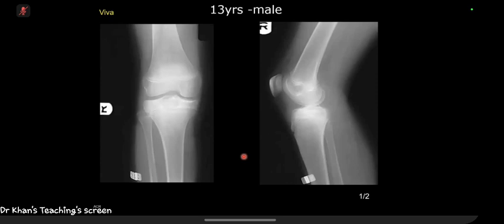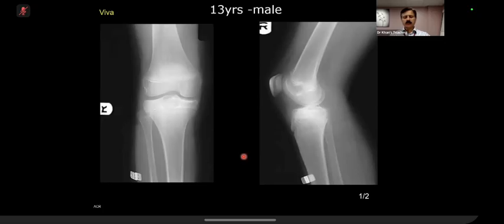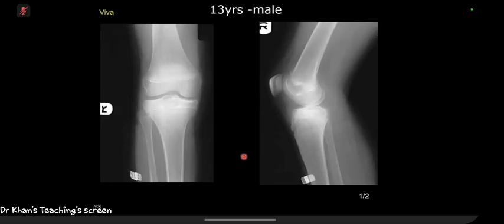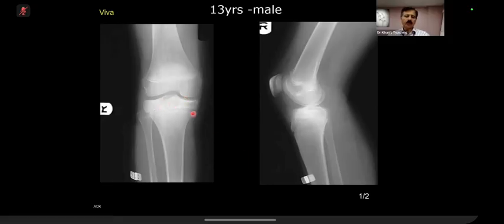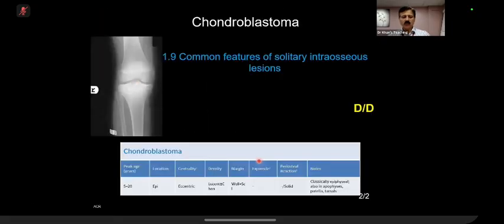Overall appearances are of a non-aggressive lesion, and a chondroblastoma will be the top of my differential. Can it be a giant cell tumor? No, it's the wrong age group. Excellent. So you see, because the age group is different, giant cell tumor is 20 to 40 years, so you will not call it. So of course there is a differential diagnosis.